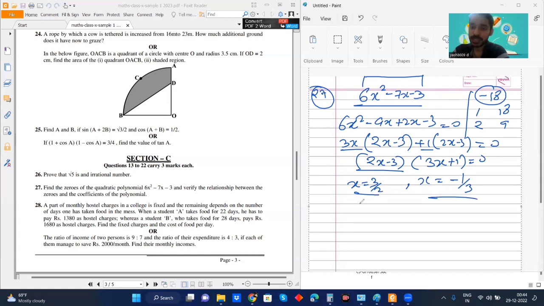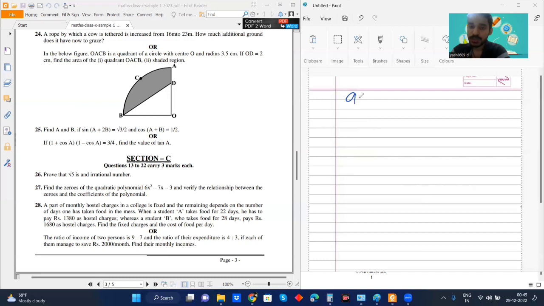Now I have to prove the relationship. So sum of zeros, considering alpha plus beta, has to be minus b by a. So 3 by 2 minus 1 by 3 is nothing but 7 by 6. And minus b here is minus of minus 7, divided by a, which is 6, which is 7 by 6. So this relationship exists.